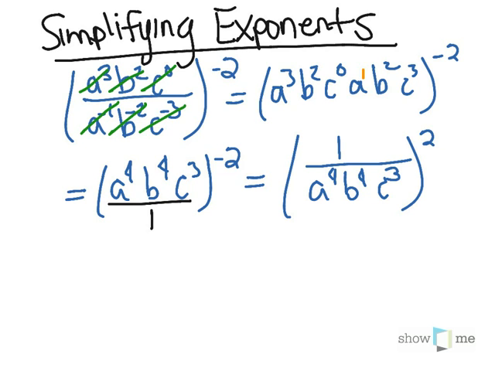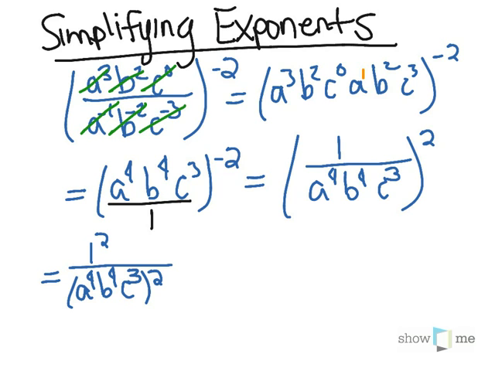Now I can go ahead and distribute this 2 to everything in the numerator and everything in the denominator. I'll write this out in a couple steps. In the numerator, I'll have 1 squared over the entire denominator, a to the 4, b to the 4, c cubed. Having issues with my 3's, I apologize. There we go. And all of this is raised to the power of 2.